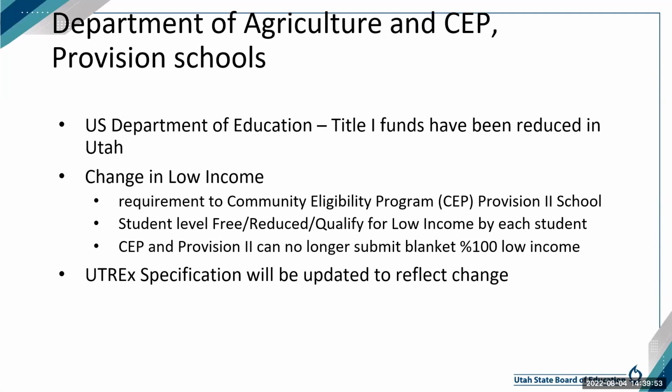So, changes in low income. This basically is a requirement for the CEP and Provision 2 schools. The student level free, reduced, or qualified for low income status needs to be submitted for each student. And so the CEP and the Provision 2 schools can no longer submit that blanket 100% low income on those students. When I say 100%, it is on every one of the students. You could just put that in there. So that's a change. Go ahead and move to the next slide.